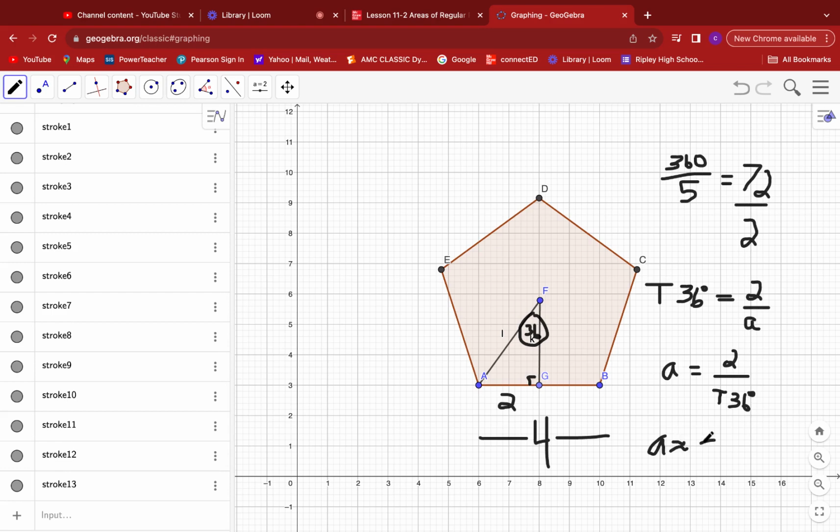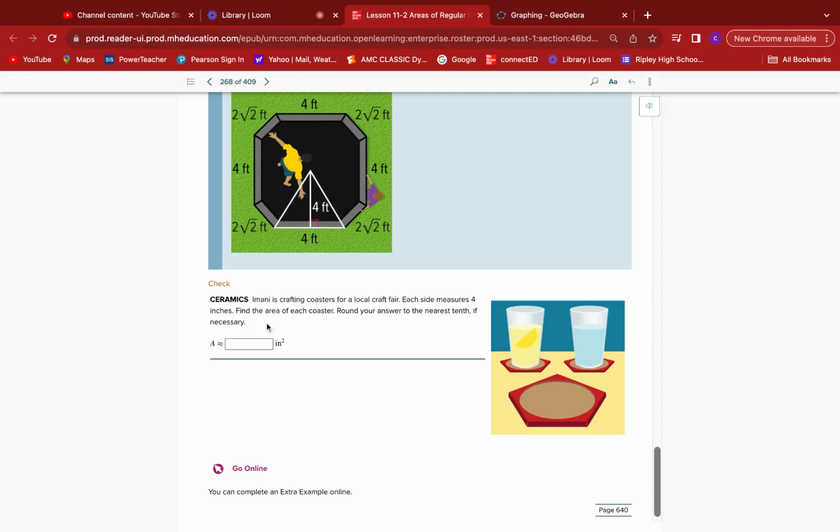So it's approximately 2.75 for my apothem. All right, so I did all of that to find this area. Everybody grab your calculator, put in 1/2 times your apothem times the 20 we got from the perimeter. And again, it's 4 times 5 because there are 5 sides.